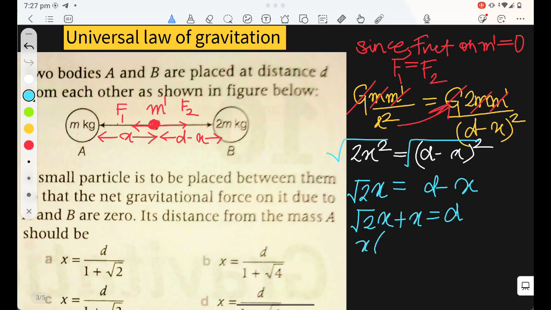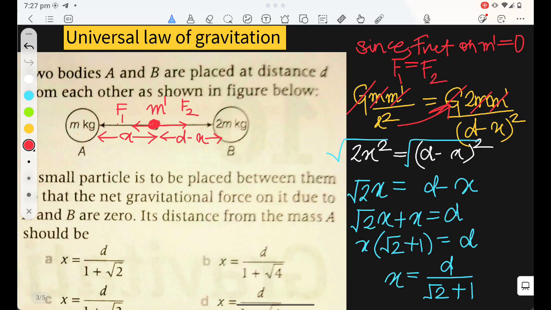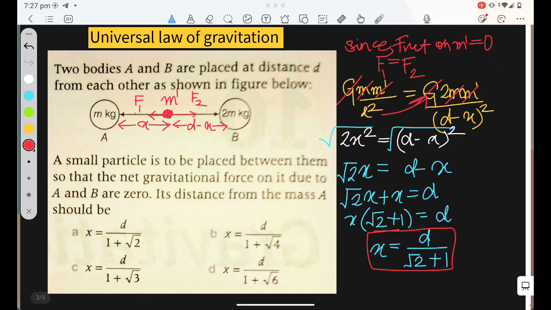Now taking x common, I am left with x times root 2 plus 1 is equal to d. So x is going to be d by root 2 plus 1, which is the distance from A. Which option is correct? x is equal to d divided by root 2 plus 1. Option A is correct. So this was the solution of this question.